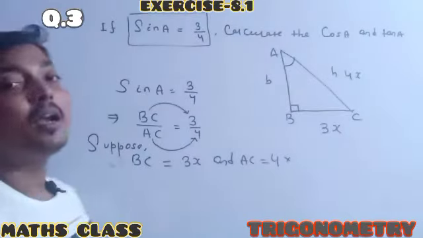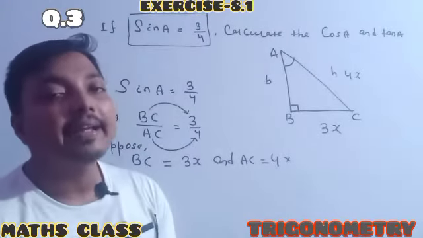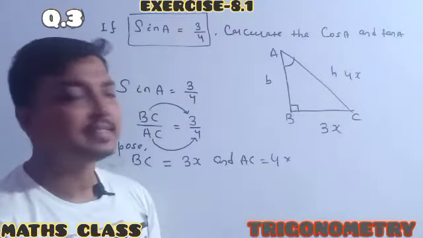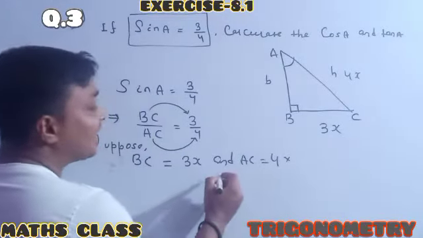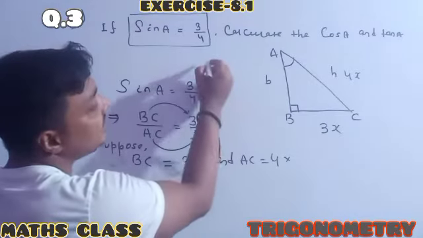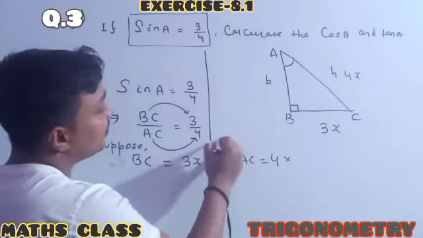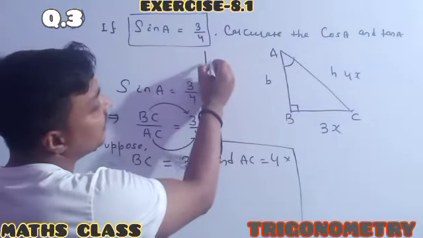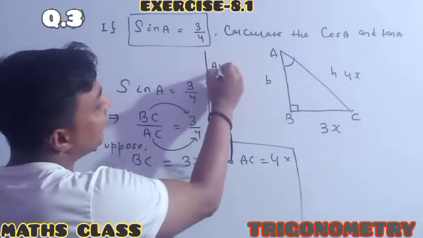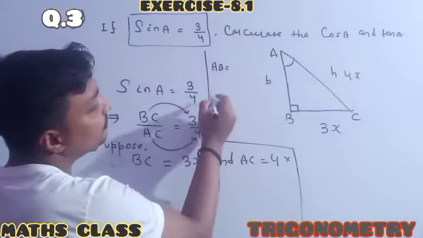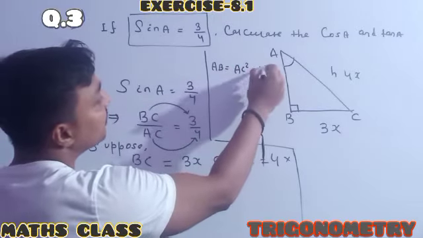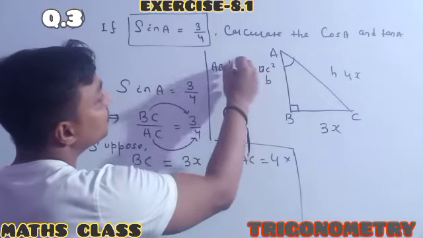Everyone knows that in a right angle triangle, whenever any two sides are given, we can find the other side. So here I am writing directly according to the Pythagoras theorem. See perfectly. According to the Pythagoras theorem, can I write AB equals AC square minus BC square?